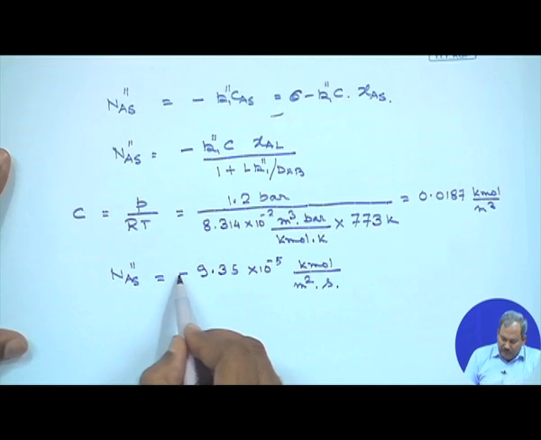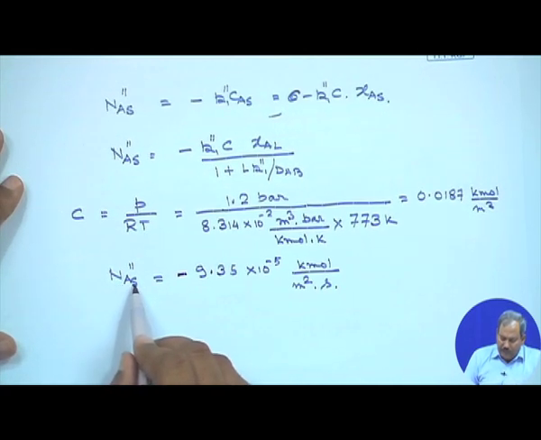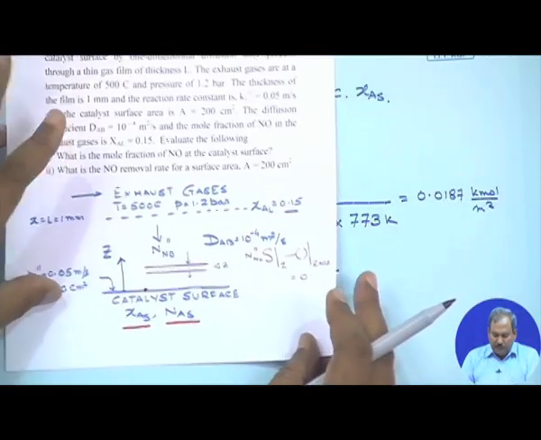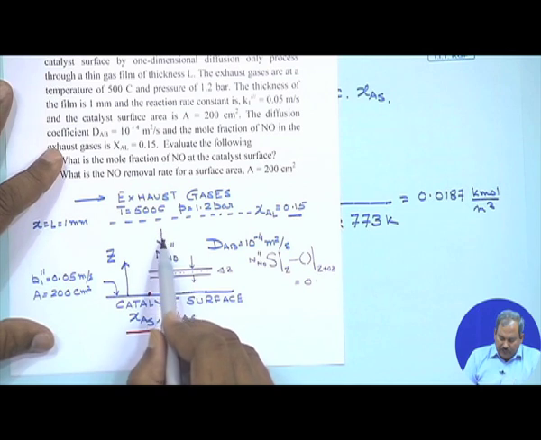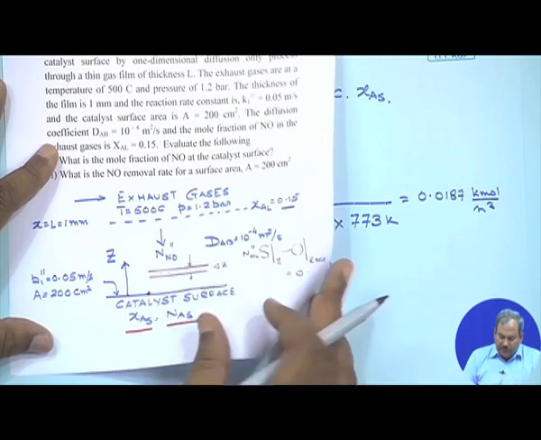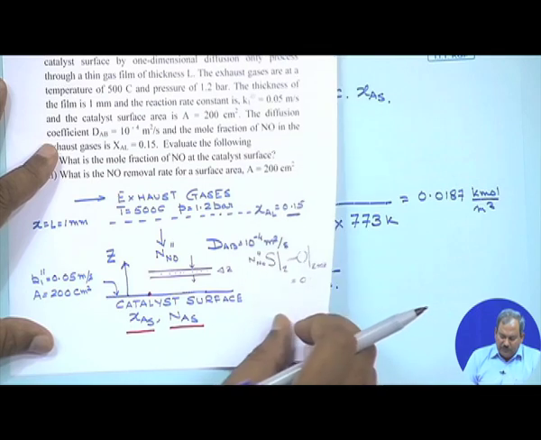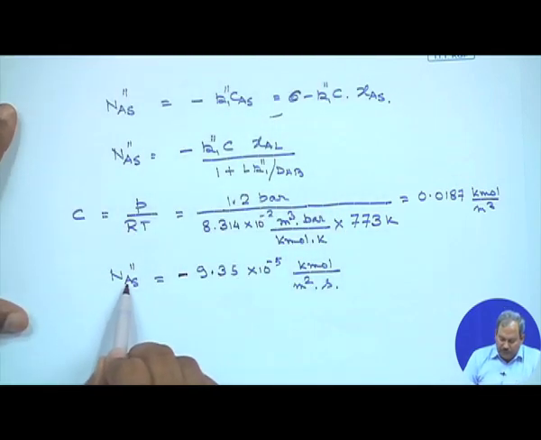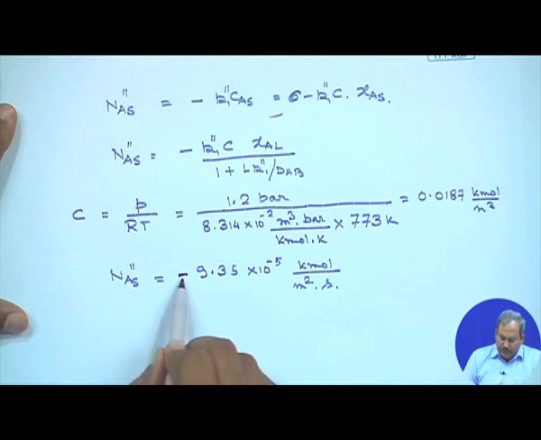You note the negative sign that appears in the value of Na double prime S, and if you look at the picture once again, the flux of NO, nitric oxide, is essentially in the direction of minus Z. So, that is why when I write the molar flux of A, that is going to have a negative sign in front of it.